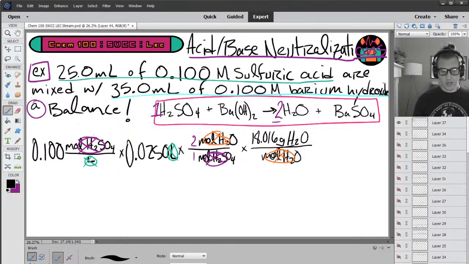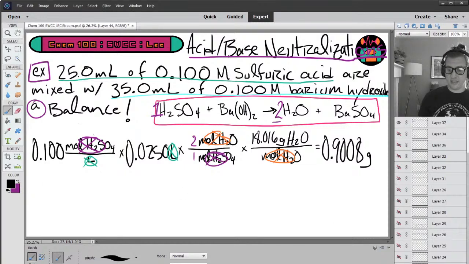We have 0.1 times 0.25 times 2 times 18.016. All right, this comes out to be 0.9008 grams. We can only keep 3 sig figs, so this 8 would round up. But we don't know if that's our theoretical yield. Let's do the other calculation first before we go any further.